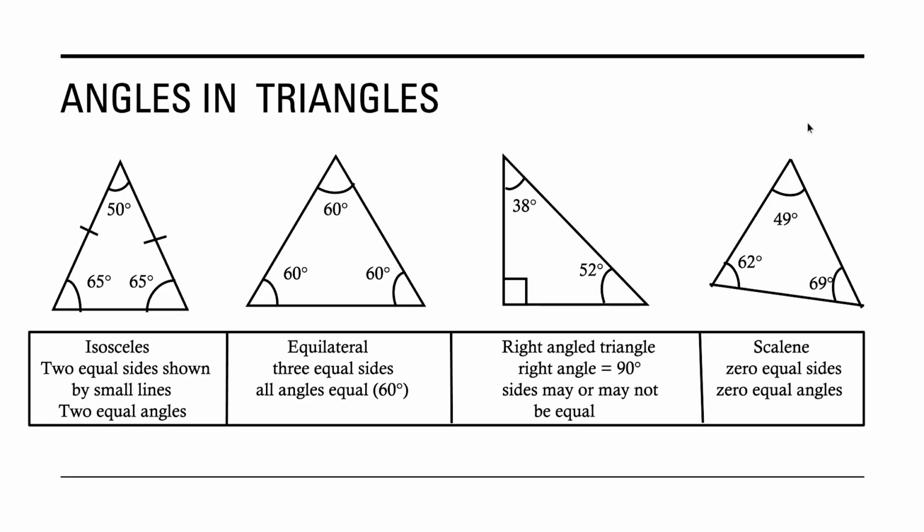Angles in triangles. There are 4 types of triangles that you need to know about at GCSE, and the first one is an isosceles. Isosceles have 2 equal sides, as shown by the 2 lines, and 2 equal angles as a result of this. Equilaterals work similarly. They have 3 equal sides, and all angles within are equal.